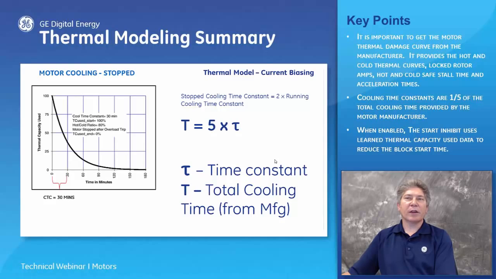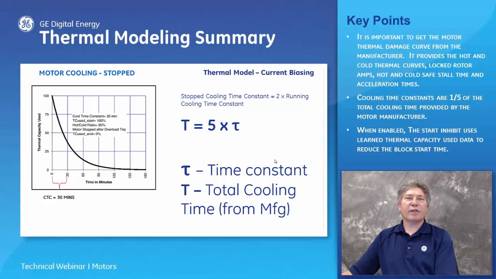Motor cooling. In almost all of our relays, the cooling time is expressed as a time constant. After one time constant, the thermal capacity used drops by 63%. After two time constants, it drops by 86%. After three, it drops by 95%. After four time constants, the thermal capacity drops by 98%. After five time constants, the thermal capacity drops by 99.3%.